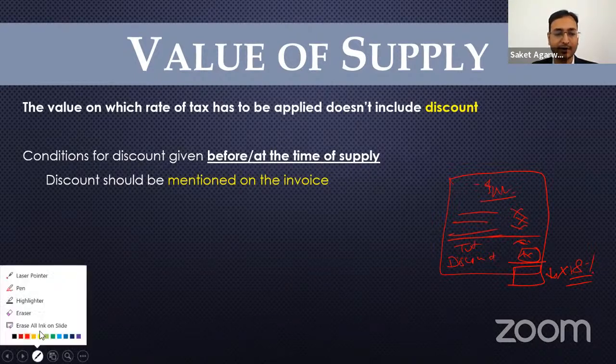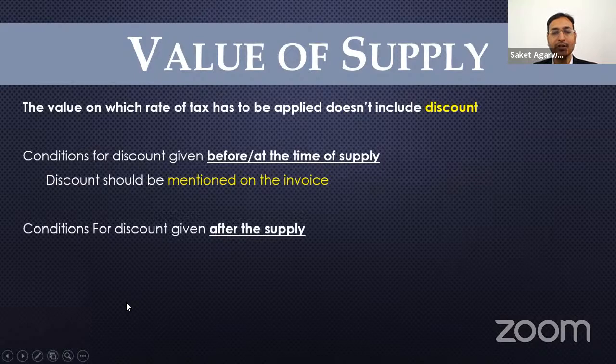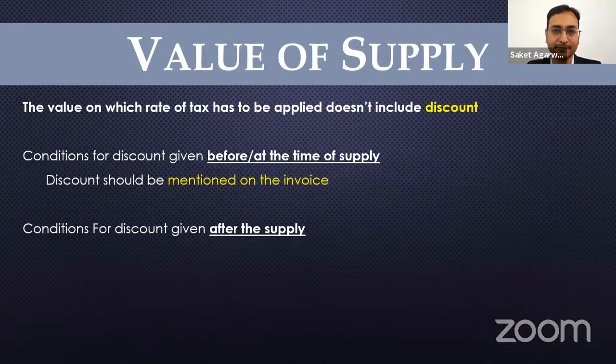Now the second possibility. Discount is given after the sale or after the supply. Now here there is a problem. What is the problem? There is a chance for the government to lose money because of government allowing you to minus discount after sale. How is that?